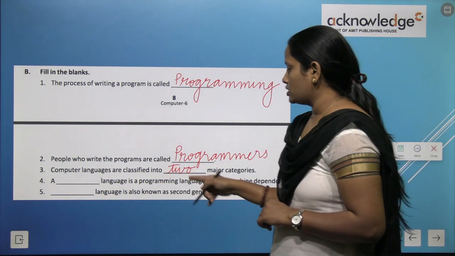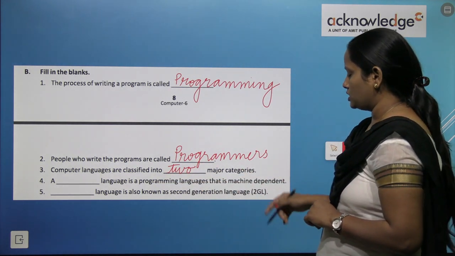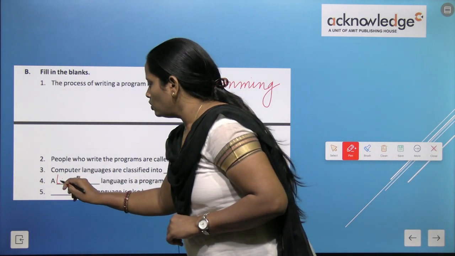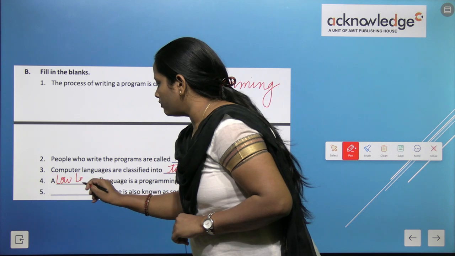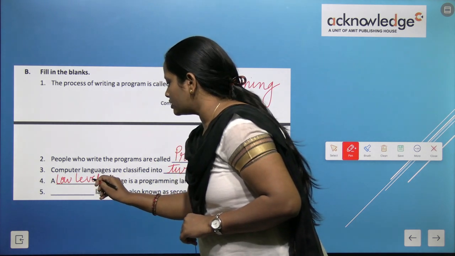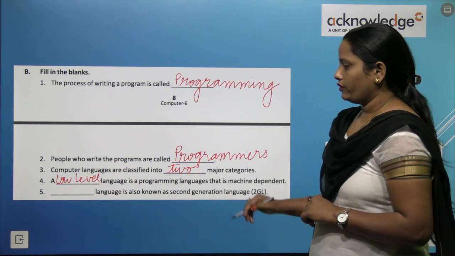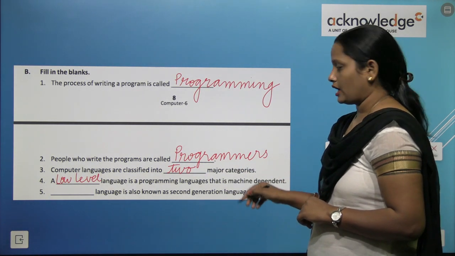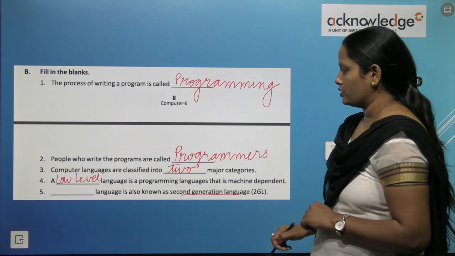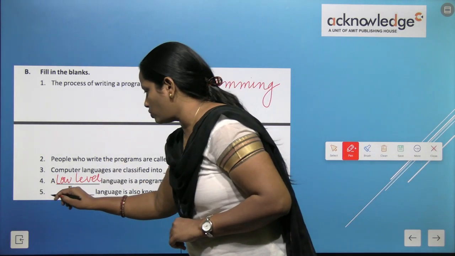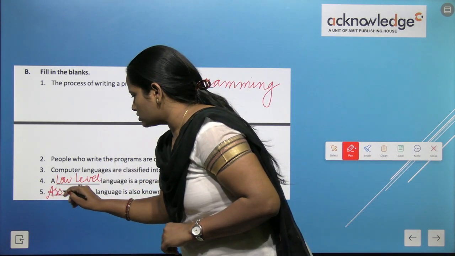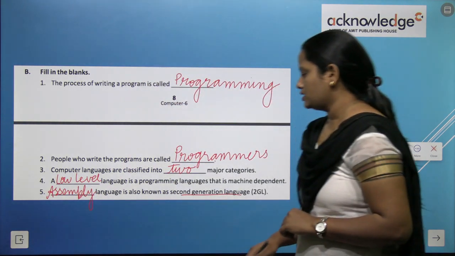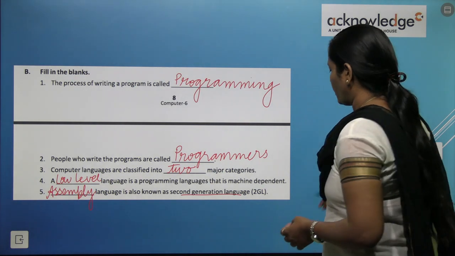A dash language is a programming language that is machine dependent. So what is that? It is low level language. Fifth one is, dash language is also known as second generation language. It is also known as second generation language. Yes, we have done it before also. Assembly language. Assembly language is also known as second generation language.